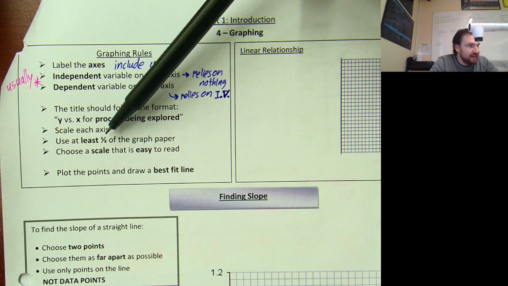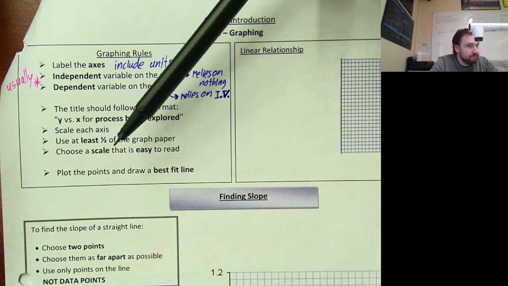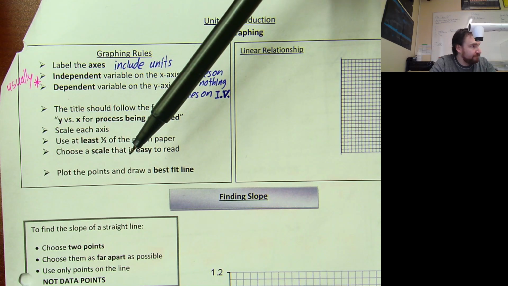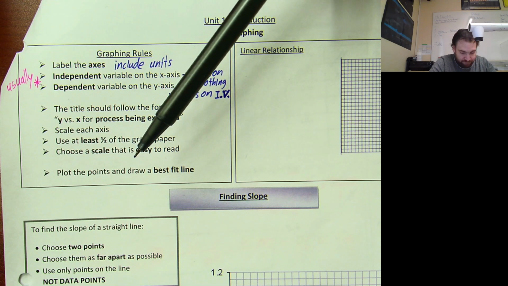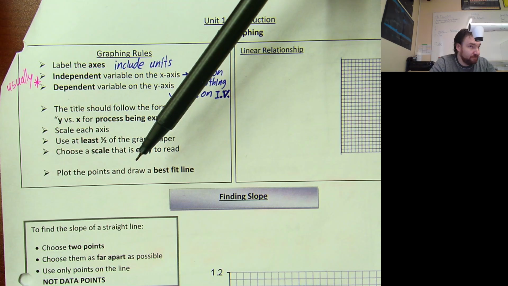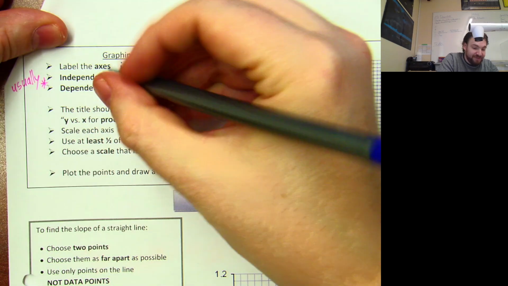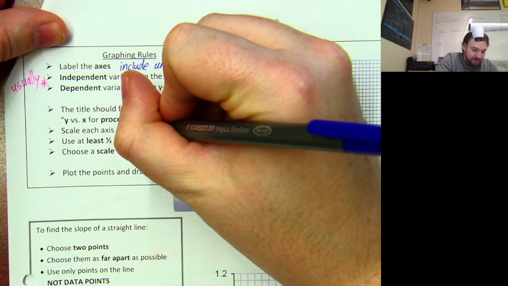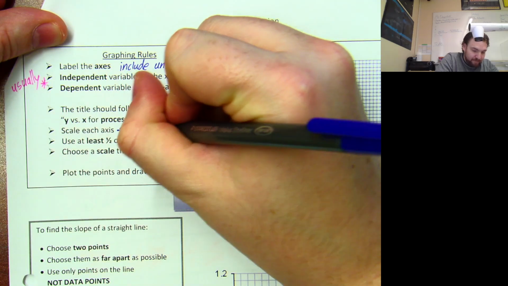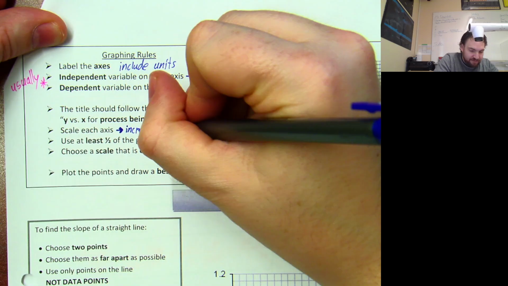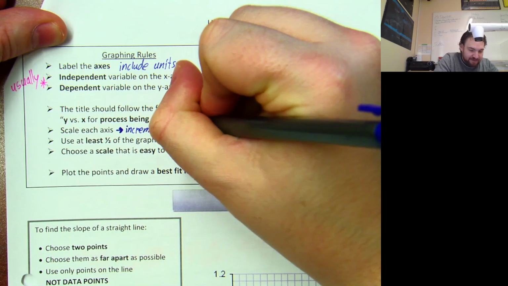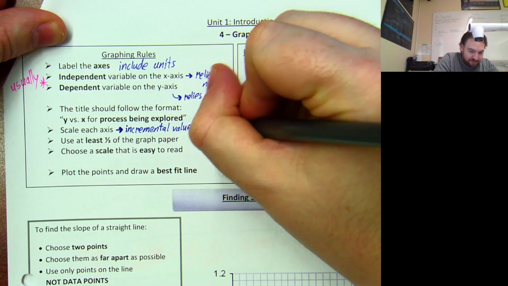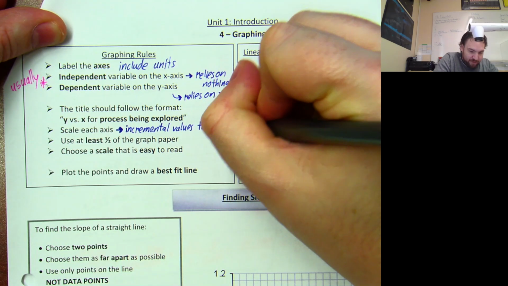You have to scale each axis. What does that mean? What does it mean to throw a scale on there? Okay, I will tell you what a scale is. Say it this way: incremental values to help plot data.